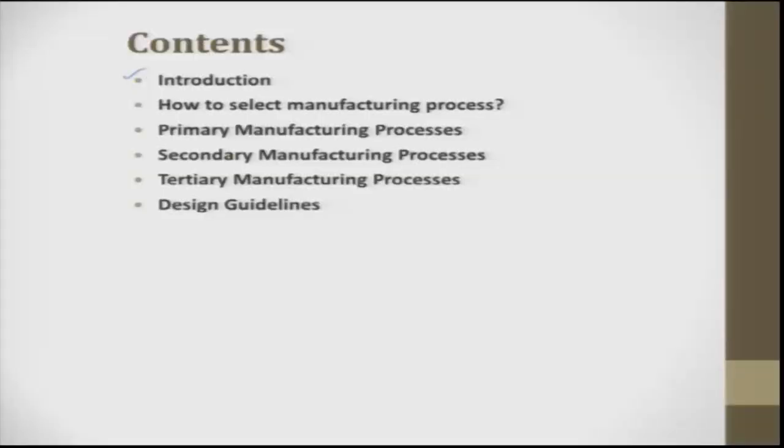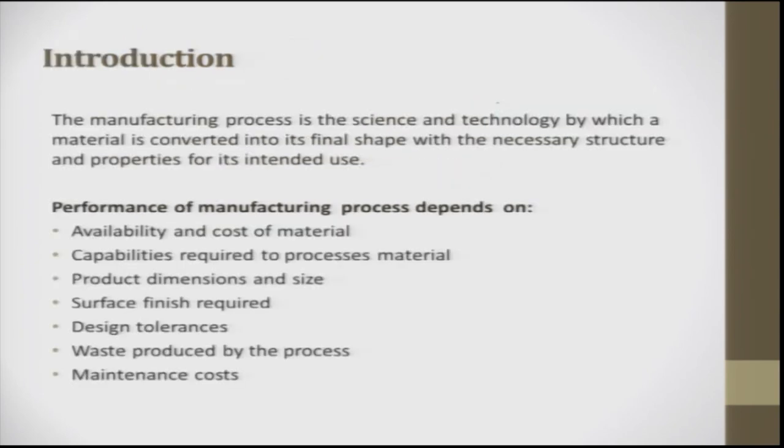So, here we will see an introduction, followed by how to select a manufacturing process, a small algorithm, and then we will see the primary manufacturing process. What are primary manufacturing processes, what are secondary manufacturing processes, what are ternary manufacturing processes, and some design guidelines which will be slightly taking up from yesterday's lecture, the previous lecture. So, we will try to add some more design guidelines for choosing a material or a process.